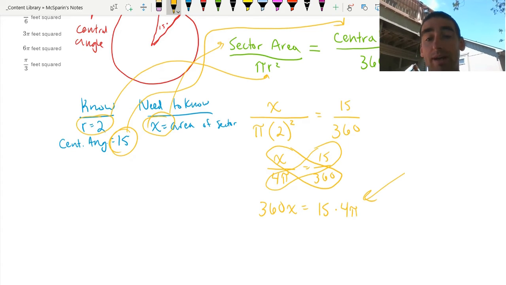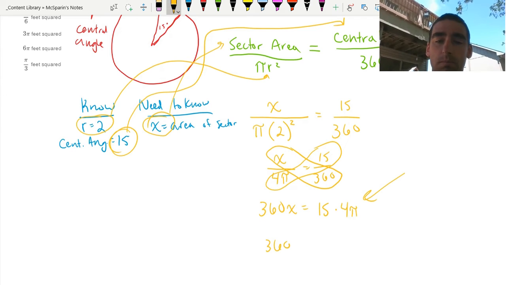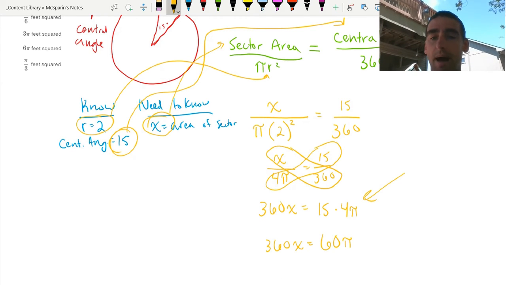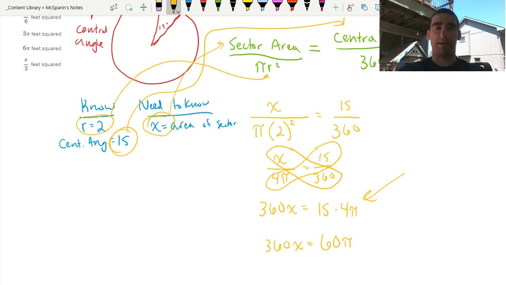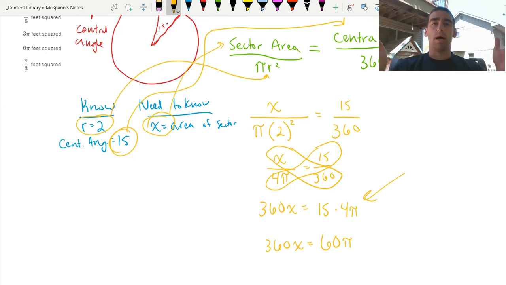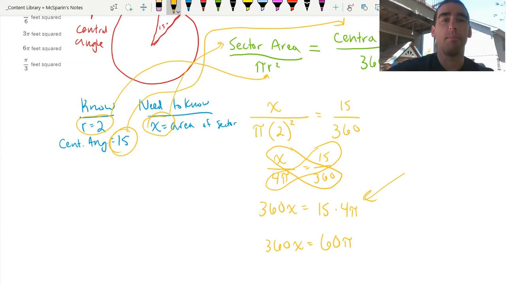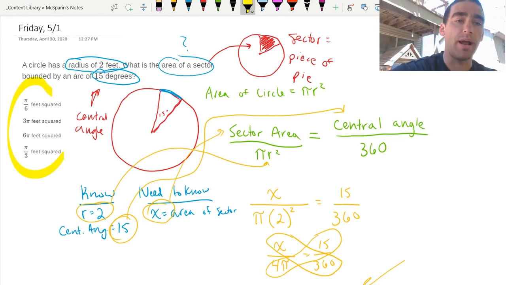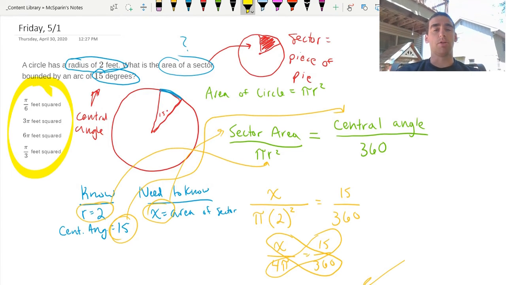Now, I can simplify this side here. It's all multiplication, so I can just multiply things together. 15 times 4 happens to equal 60. 60 pi. Okay, now here's a big thing, okay? For all of circles, for the whole PFA, leave your answers in terms of pi. Treat pi just like it's an x, okay? Don't go and put 3.14 into your calculator. Leave it in pi because you can see up here, all your answers are in terms of pi. So you don't want to get rid of that pi. Make sure you leave the pi in there, okay?